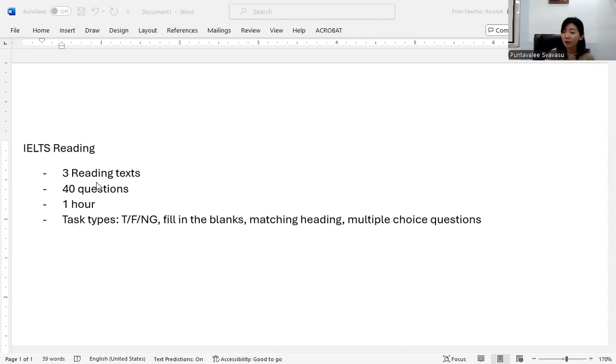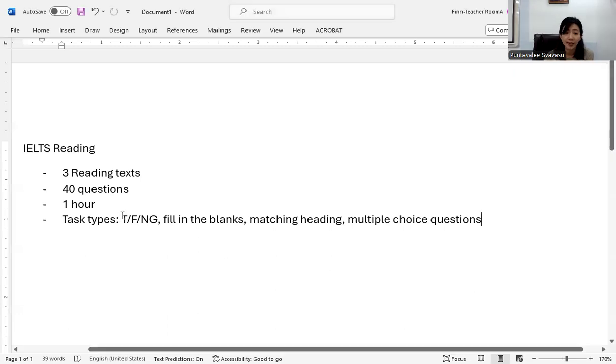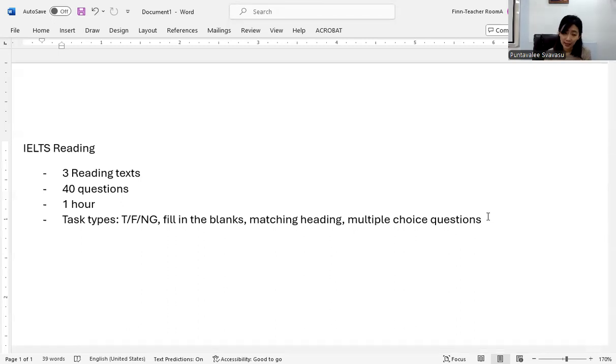In the 40 questions, you will be doing different tasks: true, false, not given, or yes, no, not given, which is more or less the same thing. There will also be fill in the blanks, matching headings, and multiple choice. In the first class, we went over true, false, not given, and fill in the blanks already. Today we're going to focus on matching headings and multiple choice questions, which are similar to the second reading in the test.